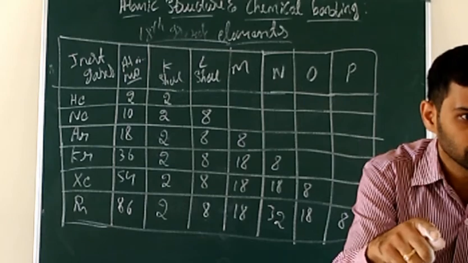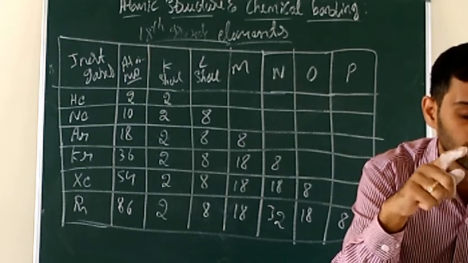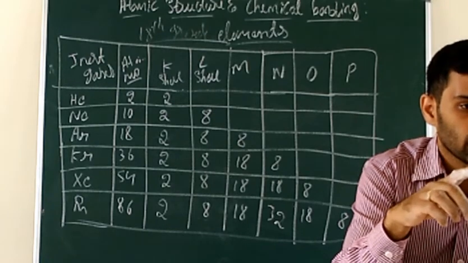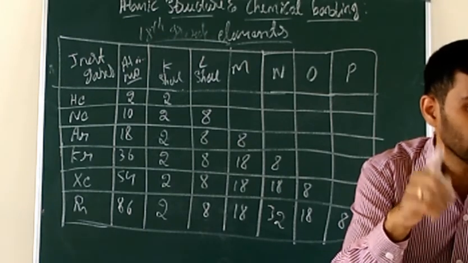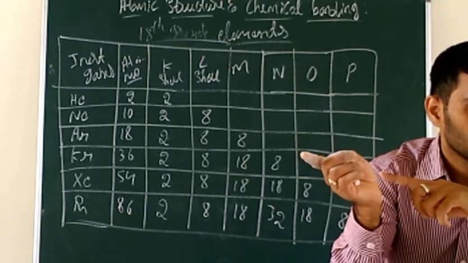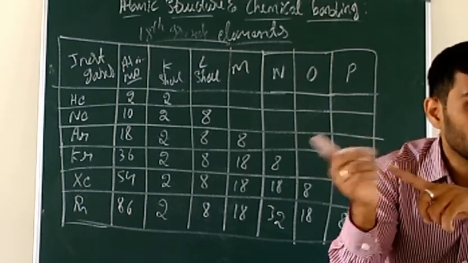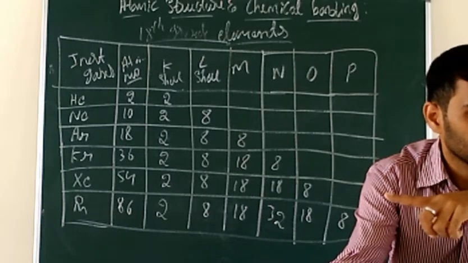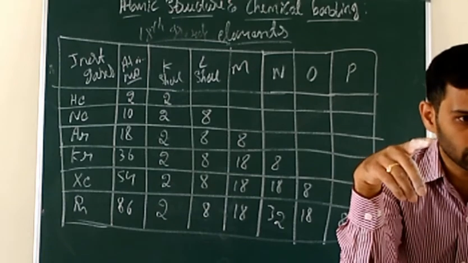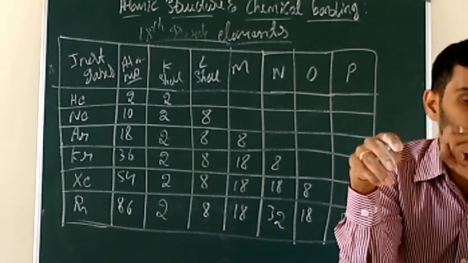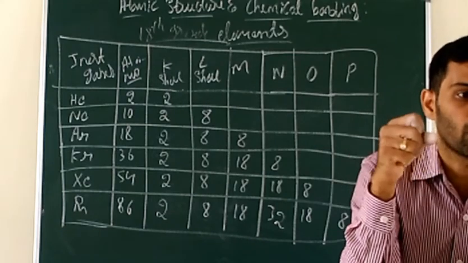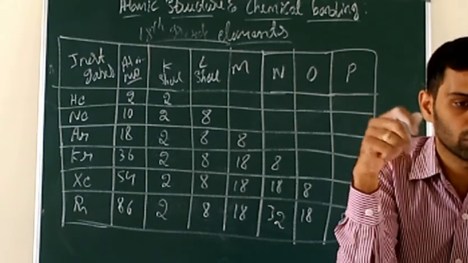Its atomic number is 11. So how does the electron configuration come? 2, 8, 1. One electron is present in the outermost shell. It is going to lose an electron. Once it loses one electron, there are 8 electrons in the outermost shell, so it attains the stable state. The one electron lost by the sodium is gained by the chlorine. That is how the sodium chloride bond is formed.